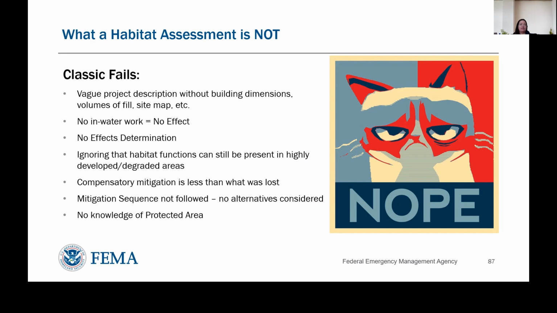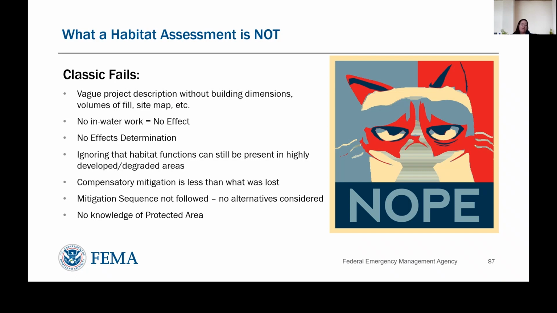So, what a habitat assessment is not. This is a list of classic fails that I see regularly, actually, in habitat assessments. The first of which is something we already talked about: a vague project description without building dimensions, volumes of fill, site map, etc. Again, if you don't actually know what impacts you're supposed to be assessing, what impacts are you assessing, right? What's the point of the report if you don't have a detailed understanding of what is being proposed?